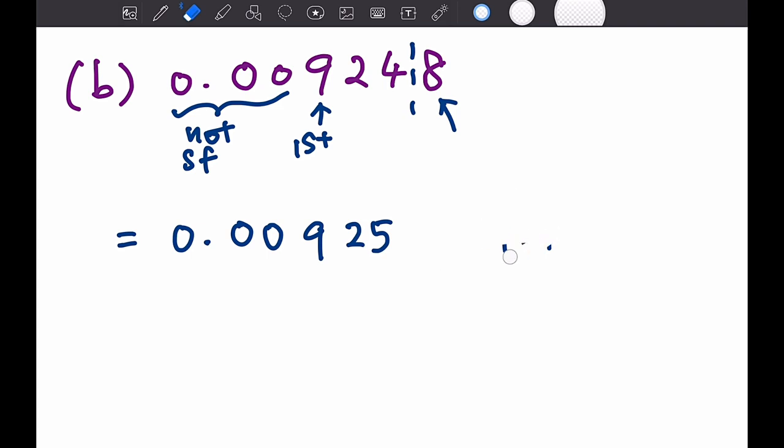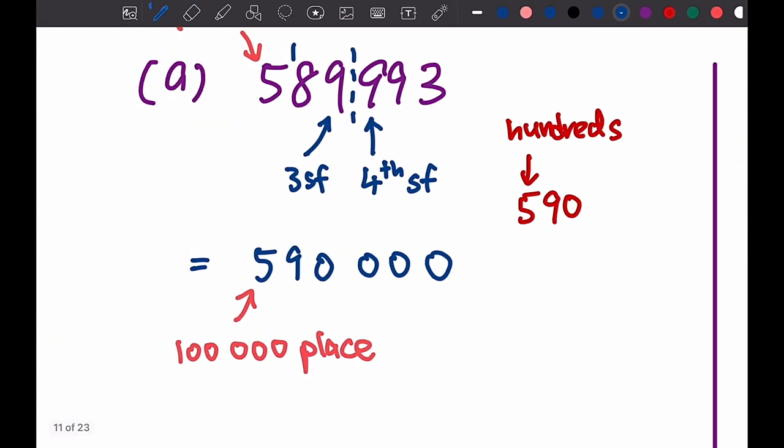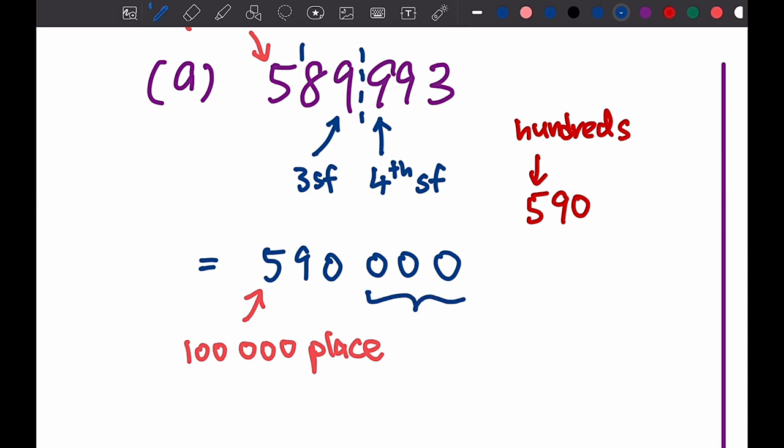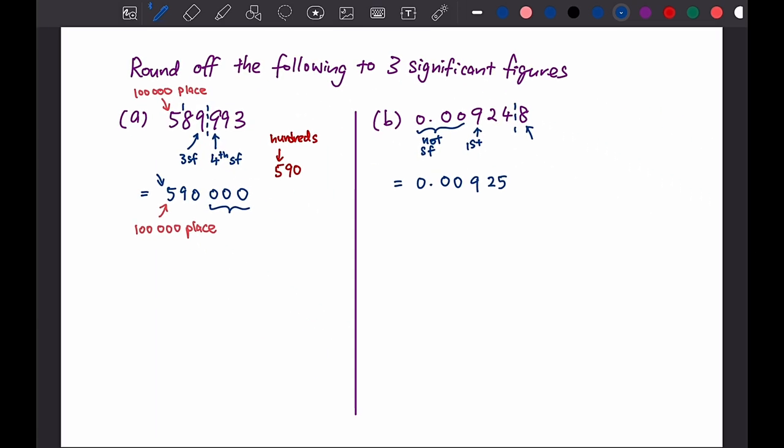And let's revisit the previous number again. What happens about all these? All these are actually not significant. They are there so that this digit 5 actually remains in the 100,000s place. So there is that slight difference between these two cases, and do understand the rationale.